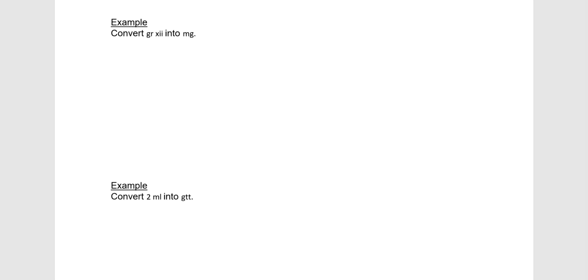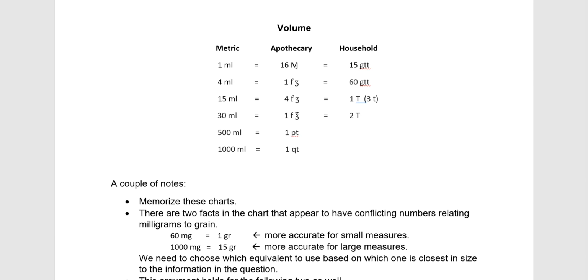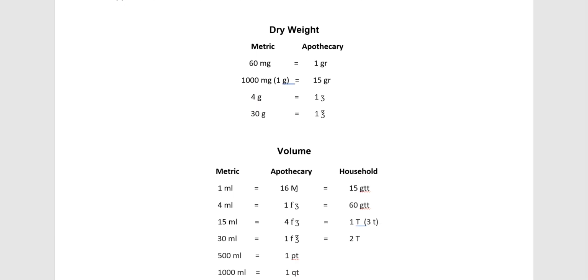So we want to convert 12 grains into milligrams. So we're going to start with 12 grains and we're going to get this into milligrams. Let's take a look at our conversion. So these are dry weights. So we have grains to milligrams. We know we're going to be using one of these. So the one that is closest to 12 grains is going to be this 15 grains and not the 1 grain. So we have to use this second one and not the first one because 12 is closer to 15.